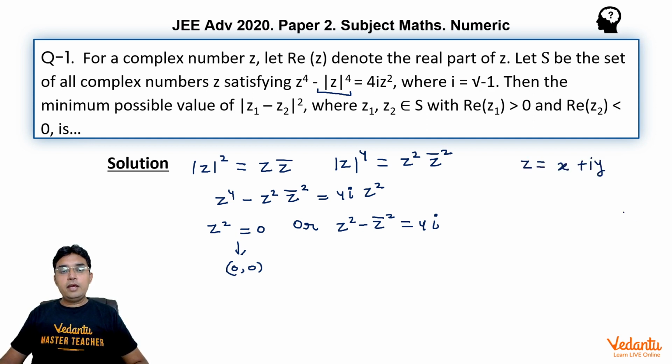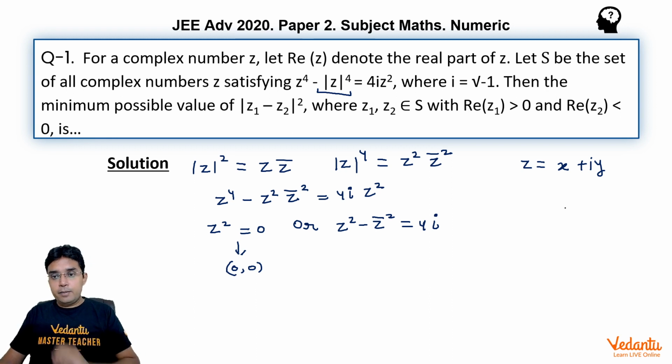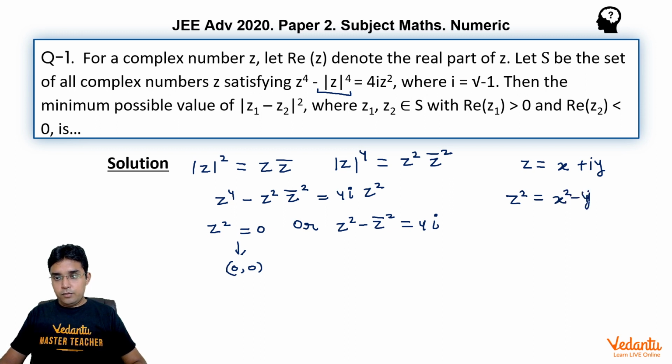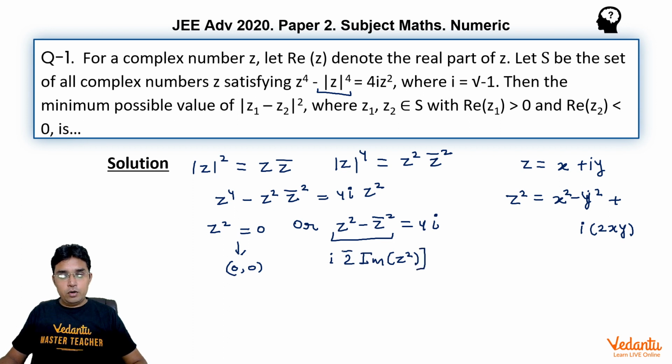So this x comma y will denote this complex number z on Argand plane. And this z square becomes equal to x square minus y square plus iota into 2xy. Now this expression in which we are subtracting conjugate of z square from z square, it should be iota times 2 times imaginary part of z square, isn't it? Very simple property of conjugate of a complex number. So if we use the imaginary part of z square, we get 4xy is equal to 4. So this gives us xy equal to 1.